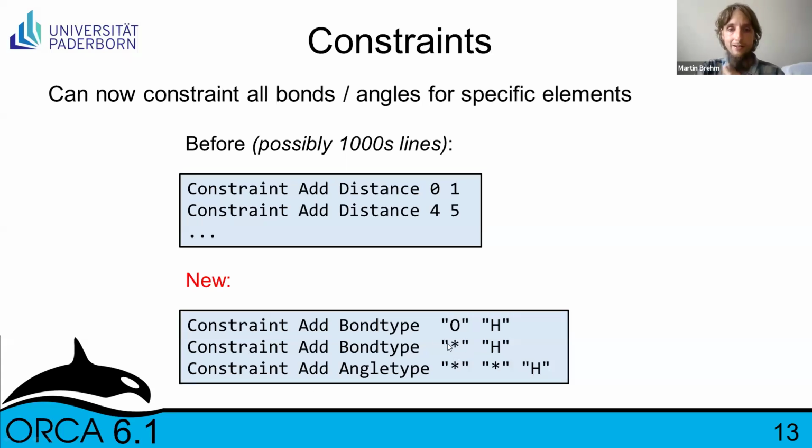You can give a star, an asterisk, for one of the element types, and then you would constrain all bonds from any element to hydrogen. So this would also constrain the NH bond in ammonia, for example. And the same you can do also for angles. You can, for example, constrain all angles which involve hydrogen atoms, as shown here.